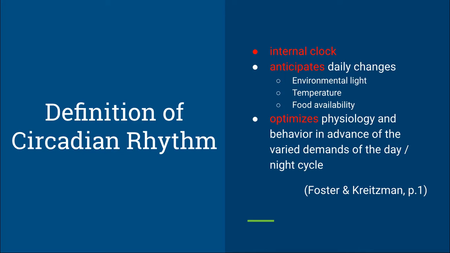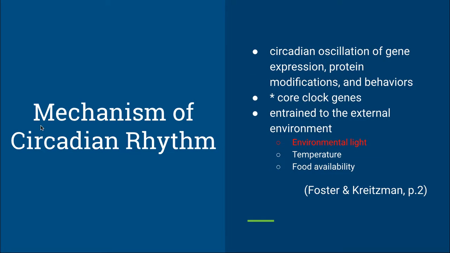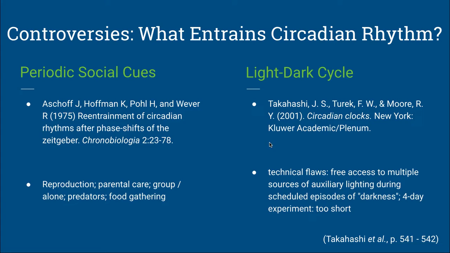And we come to the definition of circadian rhythm. Circadian rhythm is an internal clock that anticipates daily changes in light, temperature, and food, etc., and optimizes physiology and behavior in advance of the varied demands of the day or night cycle. And the underlying mechanism of circadian rhythm is the circadian oscillation of gene expression, protein modifications, and behaviors. And the core clock genes send signals to control the circadian oscillation, and this oscillation is entrained to the external environment. So we come to the controversy.